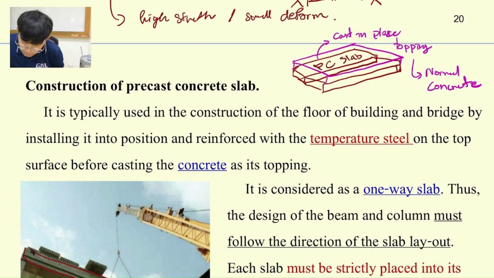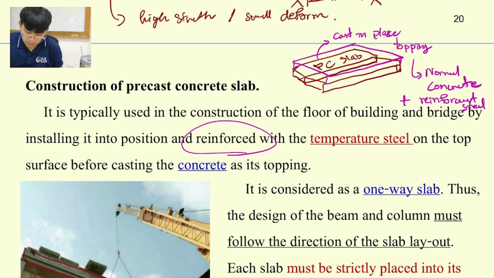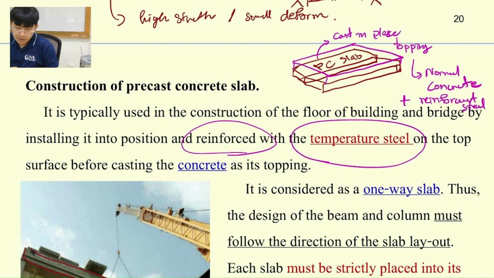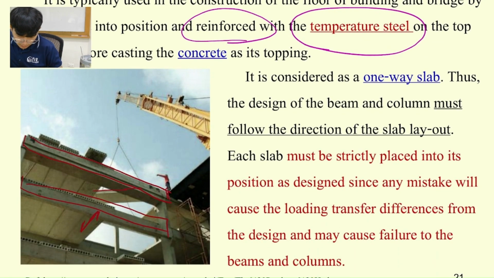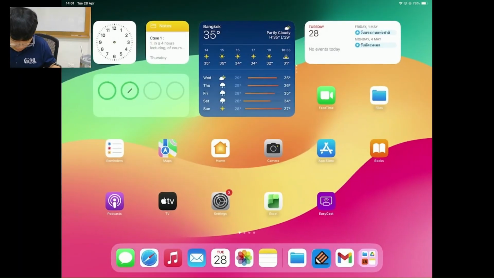It's the normal concrete plus the reinforcement steel, in order to resist, we call it temperature steel, in order to resist the cracking on the surface. Okay, let me show you what the topping is.